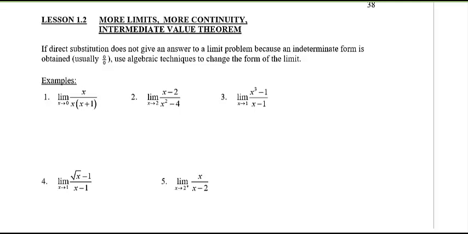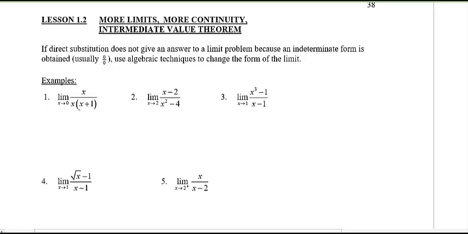Welcome to lesson 1.2. Today we're going to do more on limits, more on continuity, and introduce you to something called the intermediate value theorem, which always seems to be on the AP exam, so be aware. Now, we looked at limit questions last day with piecewise functions and those that could be evaluated by direct substitution. What happens today when we do questions like these rational expressions?